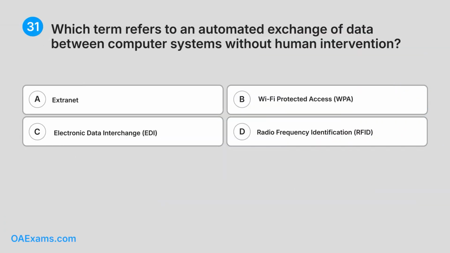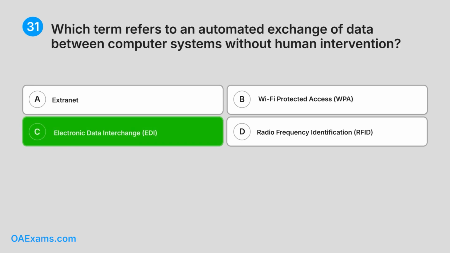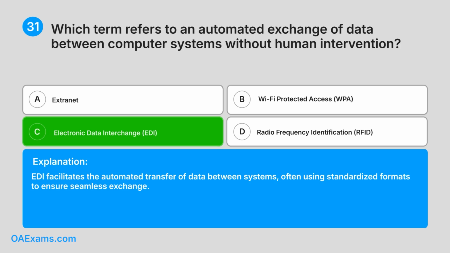31. Which term refers to an automated exchange of data between computer systems without human intervention? A. Extranet. B. Wi-Fi Protected Access, WPA. C. Electronic data interchange, EDI. D. Radio frequency identification, RFID. Can you guess the answer? Correct answer: C. Electronic data interchange, EDI. Explanation: EDI facilitates the automated transfer of data between systems, often using standardized formats to ensure seamless exchange.